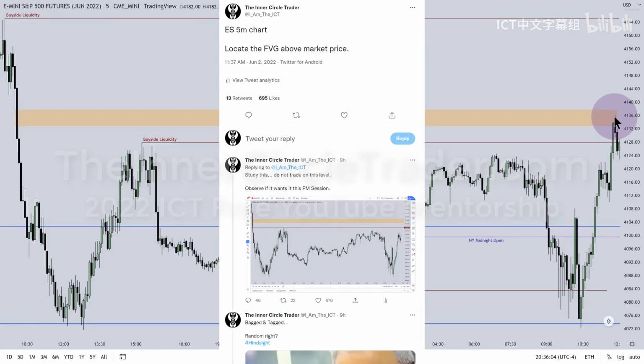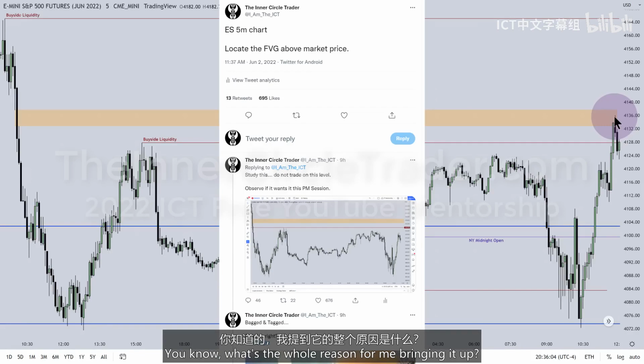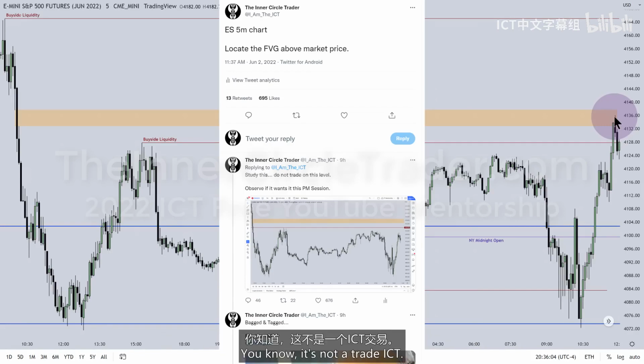So the question is going to be, what's the purpose of that? What's the whole reason for me bringing it up? That's not a trade, ICT. That's not a button being pushed. That's not an entry, a stop, and a target. Right. I'm teaching you by being your spotter. Sometimes I'll see things and I'll say, look at this or study that. For clarity, folks, that is not a trade signal. I'm not telling you to buy or sell anything.